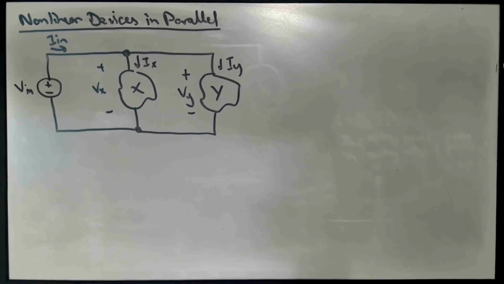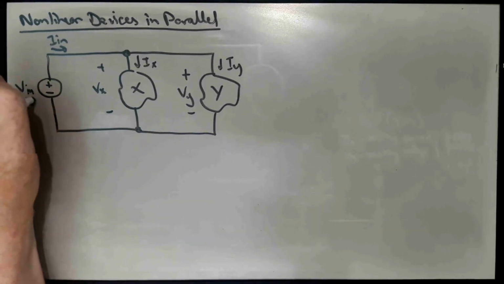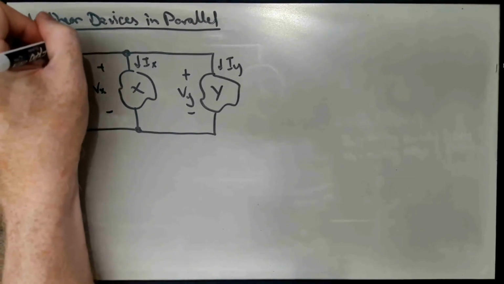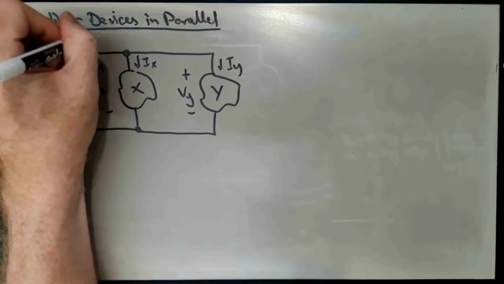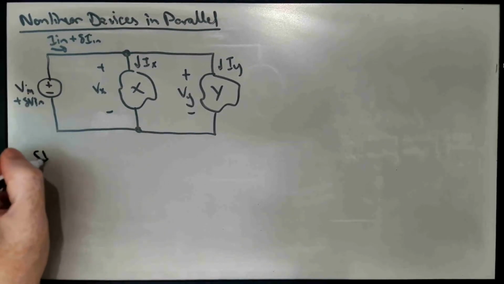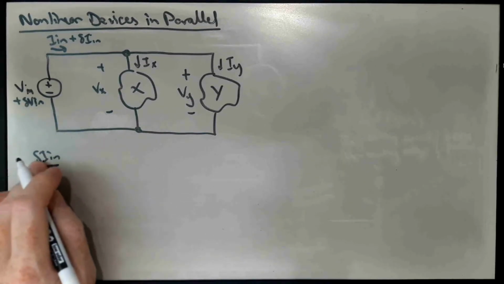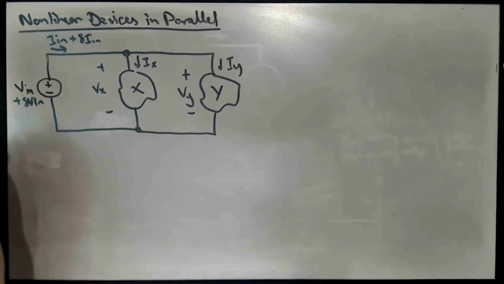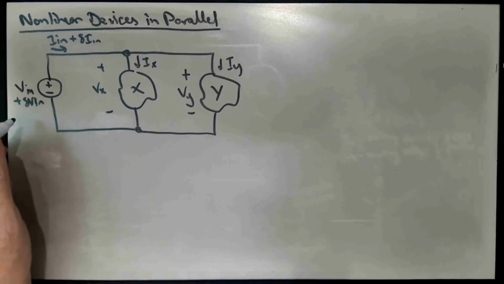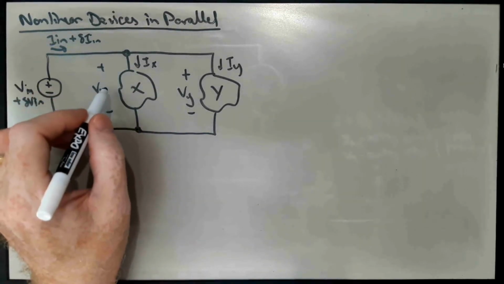And what we would like to know is, if I increase the Vn here by some delta Vn, that'll make In go to In plus some delta In. How are delta In and delta Vn related to each other, if we know something about the incremental properties of X and Y?